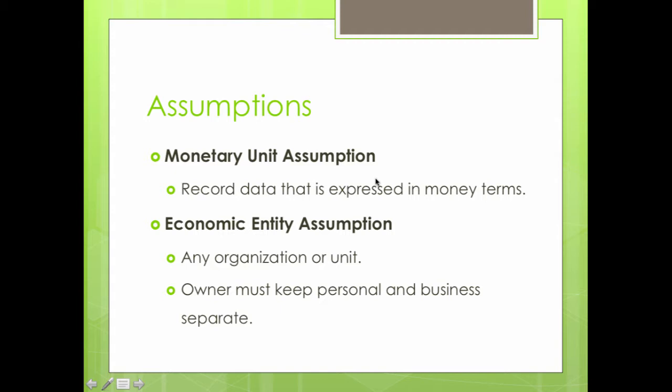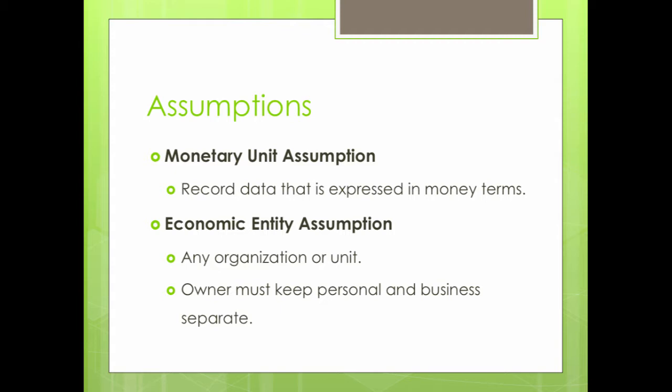And this requires that the company or business include in accounting records only what can be expressed in money terms. Anything that deals with exchanging money will be used in order to record transactions. And the second assumption is the economic entity assumption, which requires that activities of a business or a company and the owner are kept separate.